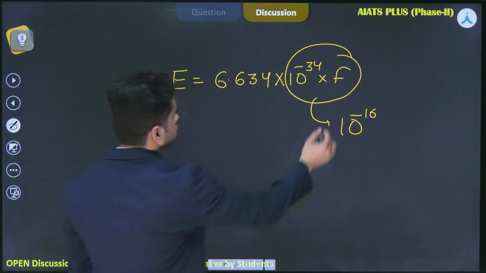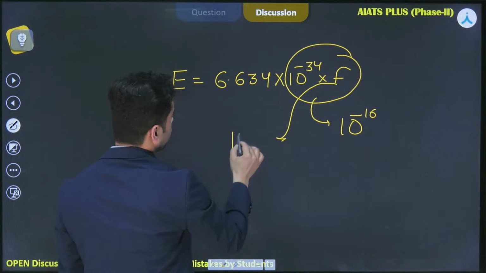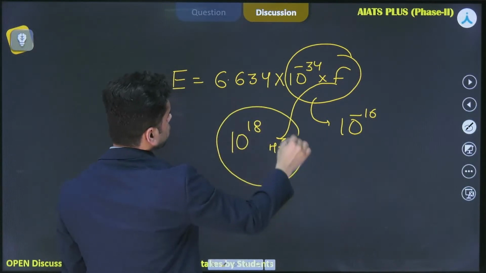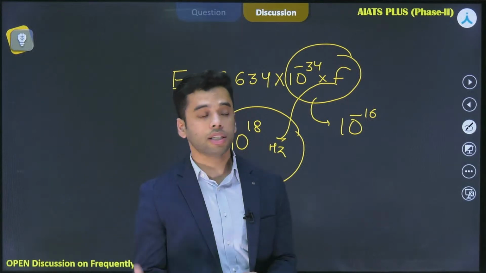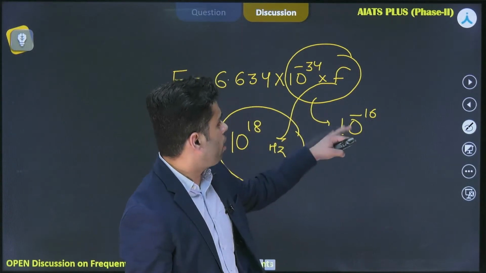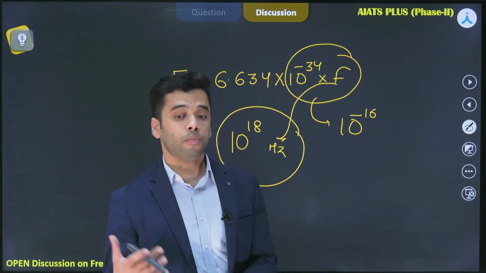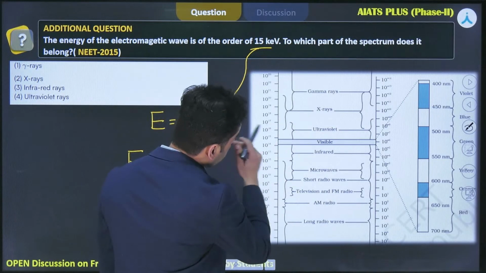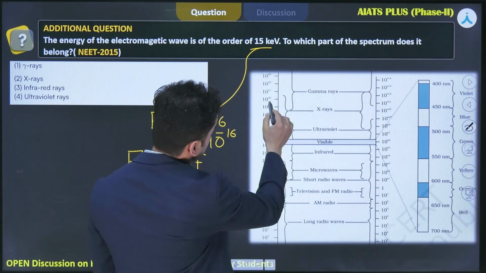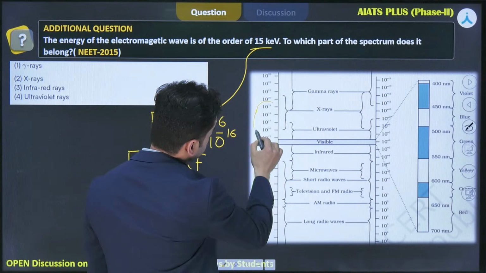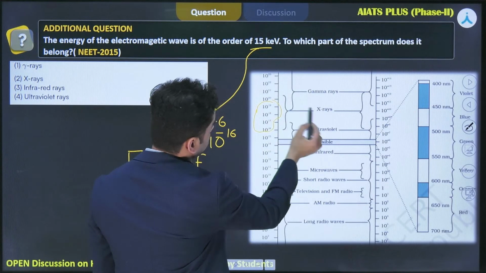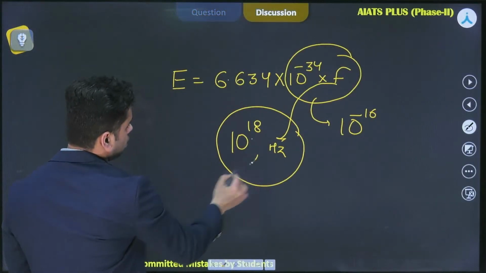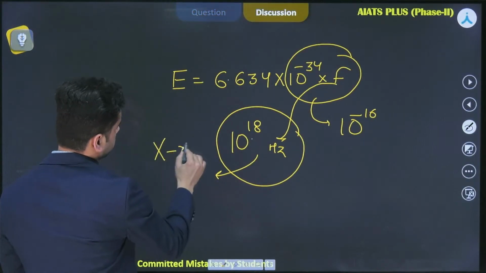Frequency should have an order of 10 raised to the power 18 hertz. If frequency is of the order 10 raised to the power 18 hertz, in that case, this energy will be in the order of 10 raised to the power minus 16, and that's how you can get the answer. So if I have a look at the spectrum, I can see that 10 raised to the power 19 to 10 raised to the power 16 is covered by the X-rays. It means that this 10 raised to the power 18 hertz should belong to X-rays.